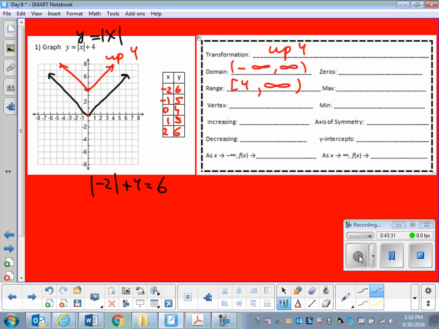Everybody is good with this? With the range? It's about y values, right? So the new vertex, we already figured out. What is it? 0, 4. Where is my function increasing? So there is an axis of symmetry here, right? What is my axis of symmetry, by the way? Yes, there is a question. What is the axis of symmetry? X equals 0. Not just 0. 0 is just a number, not a line. Okay, so this is my axis of symmetry, right?